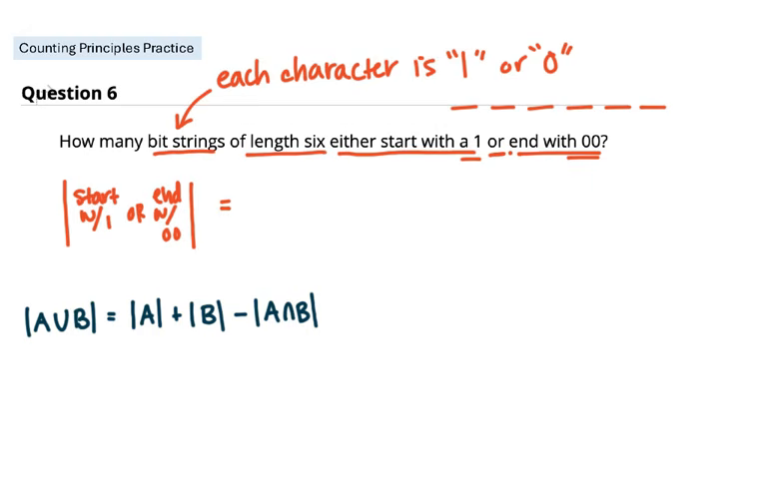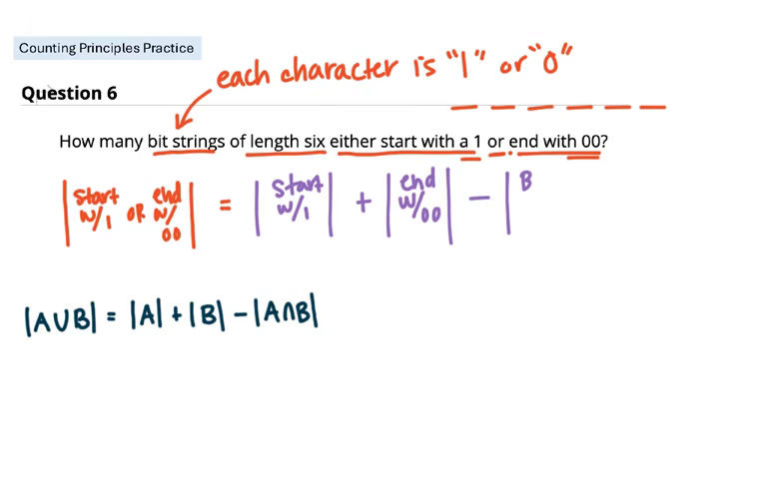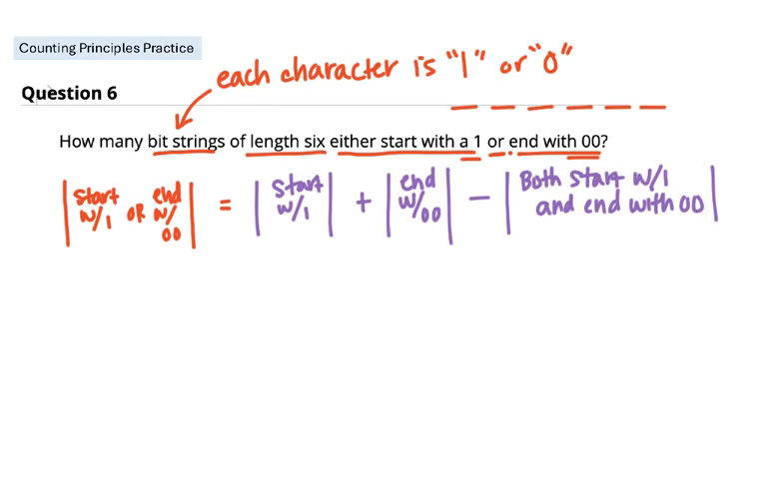So in this case, we're saying how many of them start with 1, okay? And then how many of them end with 2 zeros? But we must subtract any that have both. So they both start with 1 and end with 2 zeros. So I'm going to go ahead and erase this now just so I give myself some more room. We need to find out the number in each of these categories.